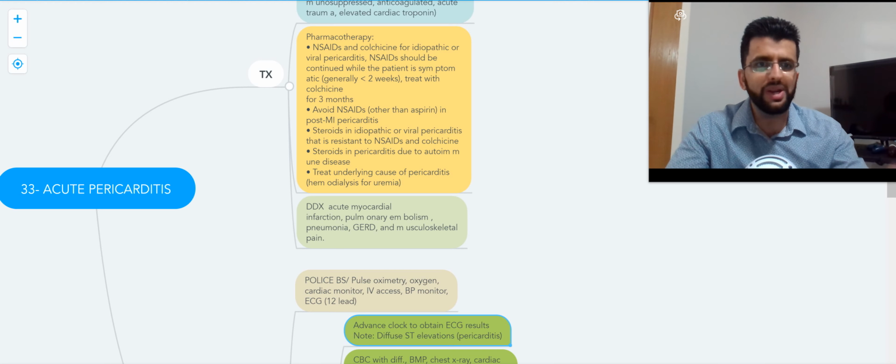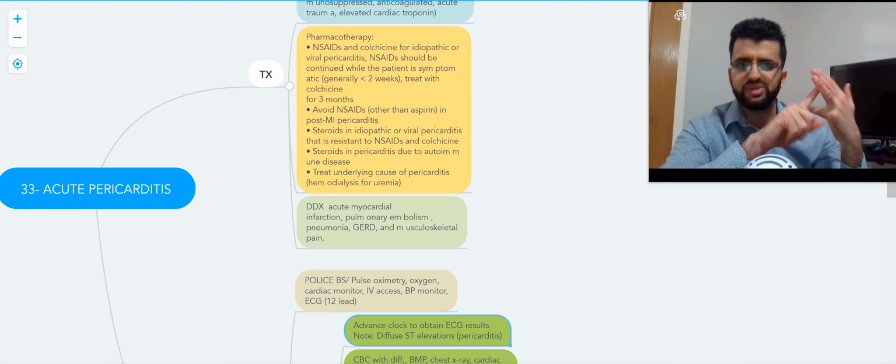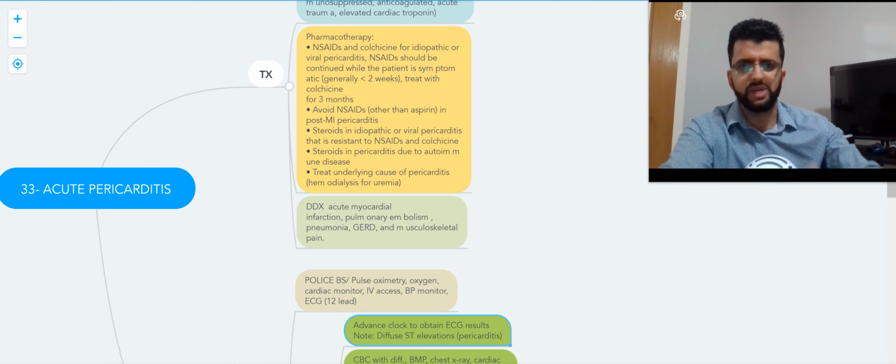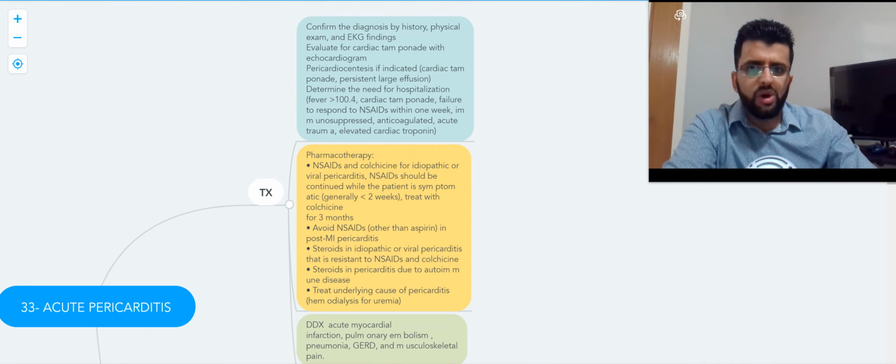So what's our differential? Could be myocardial infarction, could be pulmonary embolism, could be pneumonia, could be GERD, could be musculoskeletal pain. So how do we tackle this case?